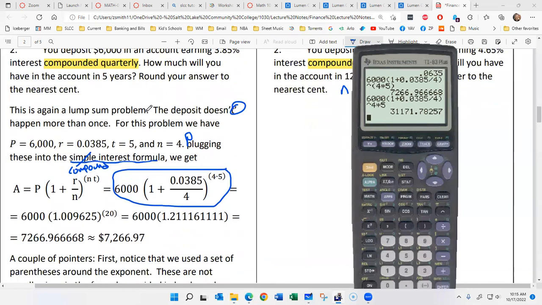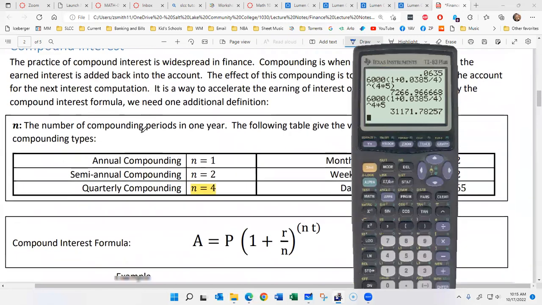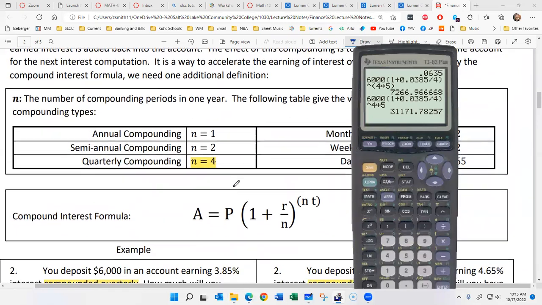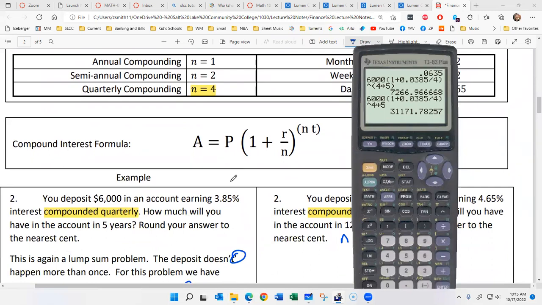So any questions with the compound interest? Finding the N values? Will the N values table be on the test or no? No. Nope. Perfect. That is the only thing I think. Those you'll have to basically memorize or understand.